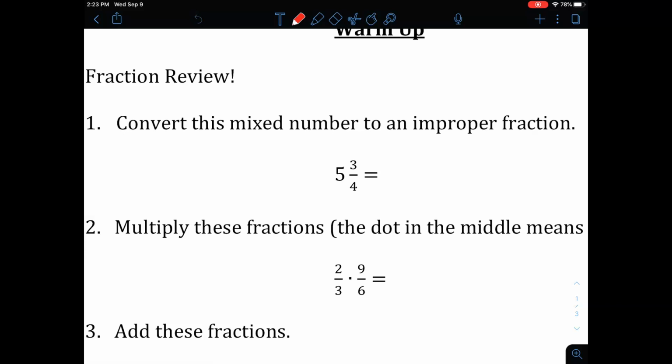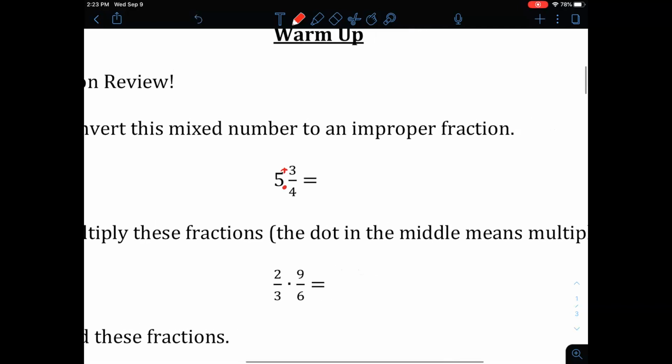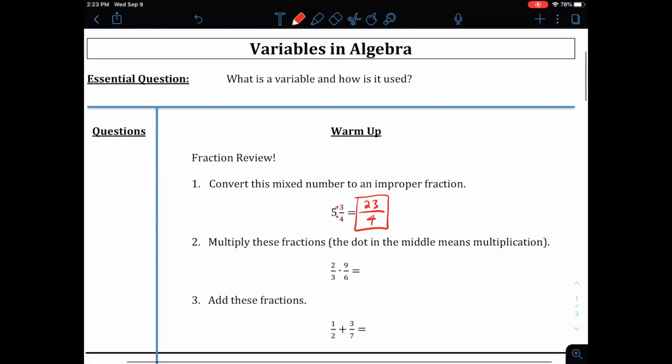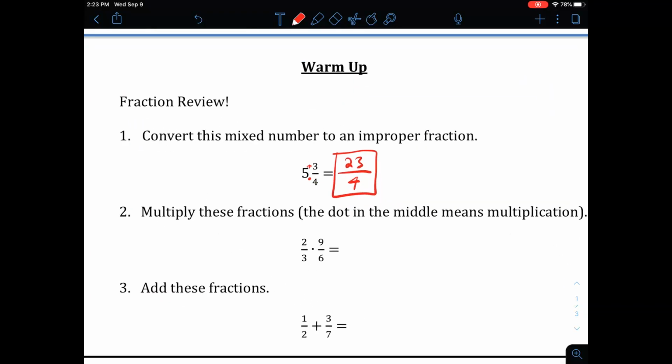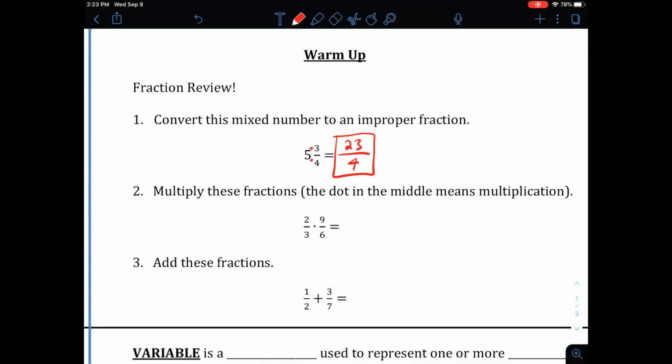All right, welcome back. Converting a mixed number to an improper fraction. What's the shortcut? We're going to do what times what plus what? 4 times 5 plus 3. 4 times 5 is what? That's 20, and 20 plus 3 is 23, and that's all over the denominator, keep the denominator the same. Easy as that. That's all you got to do.